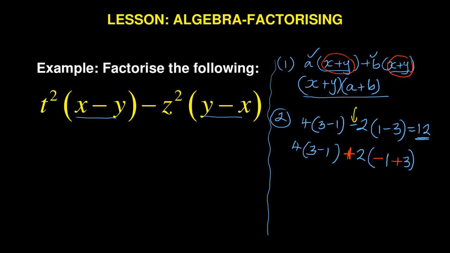Now I can finally rewrite this as 4, 3 minus 1. Remember now it's plus 2. Now I can start with the positive 3 so that it becomes also 3 minus 1. I don't have to include that positive in the beginning because by default, if the sign is not indicated, it means it's positive. So now if you look at this, I've got now 3 minus 1 and 3 minus 1.